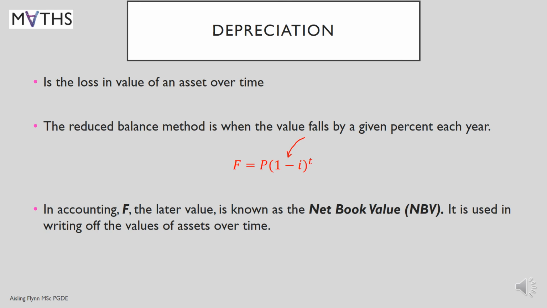Okay, F, or the later value or the final value, is known as the net book value, or NBV, and it's used to write off the values of assets after time. So say a delivery company had a van, well, after driving it for 10 years it's pretty much worthless, so they can write it off.